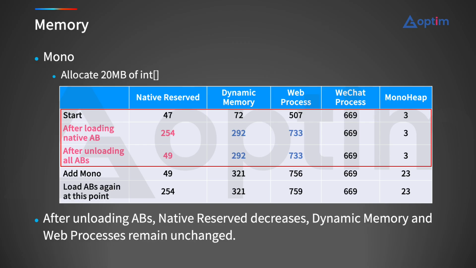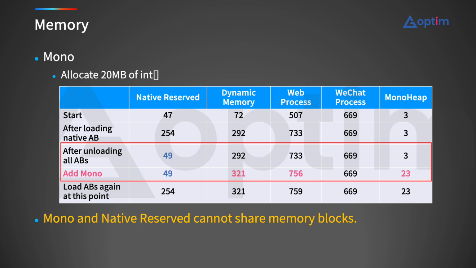Let's now analyze the impact of mono on memory. Reviewing previous steps, we loaded a texture asset bundle, then completely unloaded it. After loading, dynamic memory increased to 292 megabytes and web process memory increased to 733 megabytes. After unloading, native reserved memory decreased, but the other two memory categories, dynamic memory and web process memory, remained unchanged. Next, we allocated a 20 megabytes integer array, and we observed that mono memory increased by 20 megabytes.